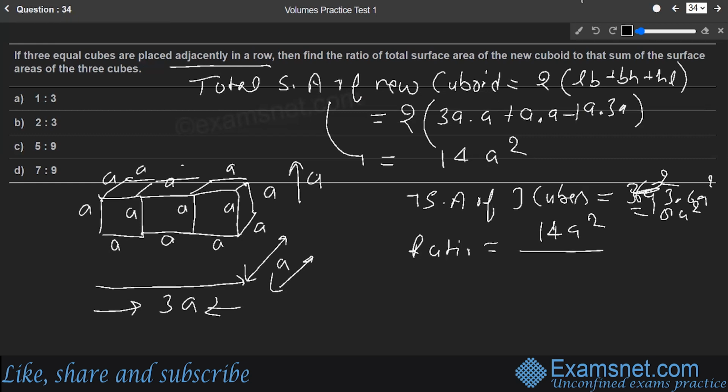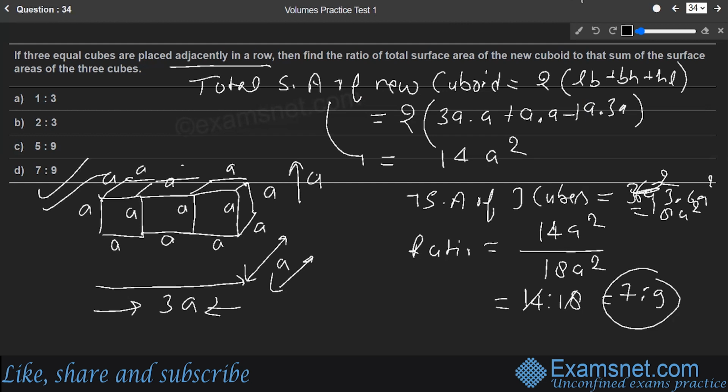So the ratio will be 14a square by 18a square, which is nothing but 14 is to 18, which can be simplified as 7 is to 9. So that is the right answer, 7 is to 9, option number D.